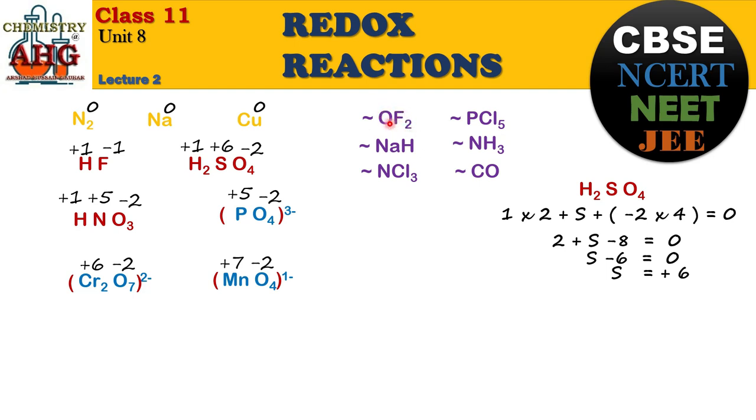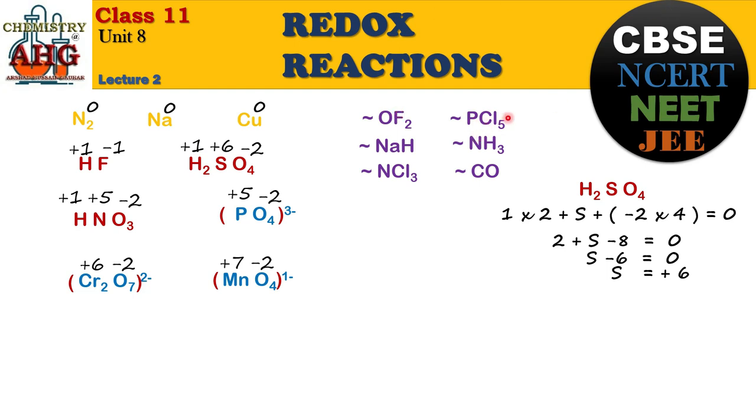So what will be the charge on oxygen then? It would be positive 2. So remember, oxygen could be positive only if it is bonded to fluorine. Otherwise, oxygen is always negative.